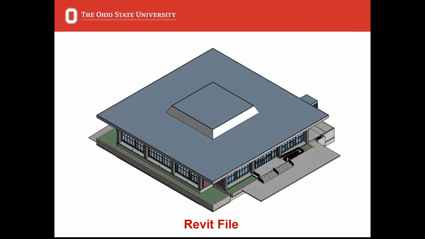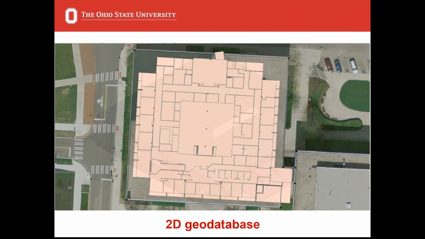So here you see the Revit file. This is like of Myling Hall. And this is after you run it through the FME. This is what comes out for your 2D geodatabase. If you notice, these are just the spaces. That's all you'll see on the web mapping application. Mainly, these are then linked to the space information management system.